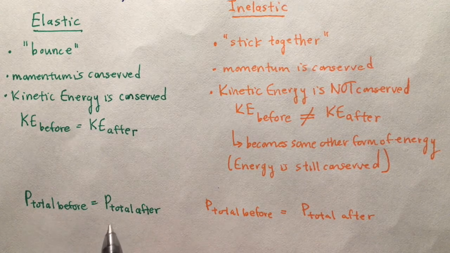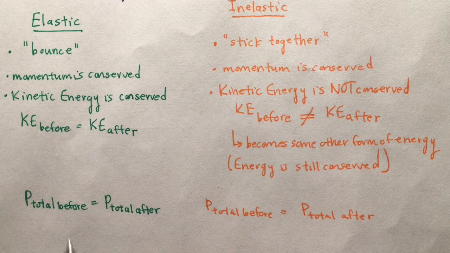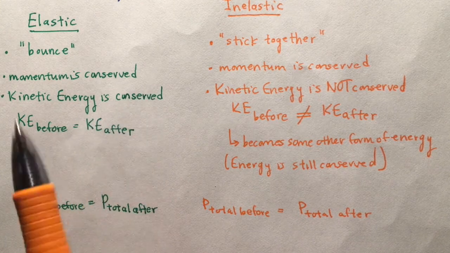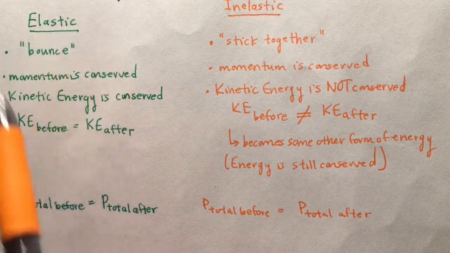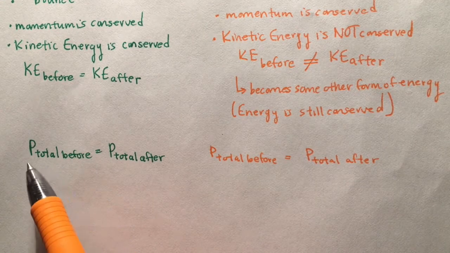So this statement here is true for both elastic and inelastic collisions. Now let's break this down into variables. Let's say you have two objects that are colliding. In the first case, let's say they are going to experience an elastic collision. The total momentum of the system before the collision.